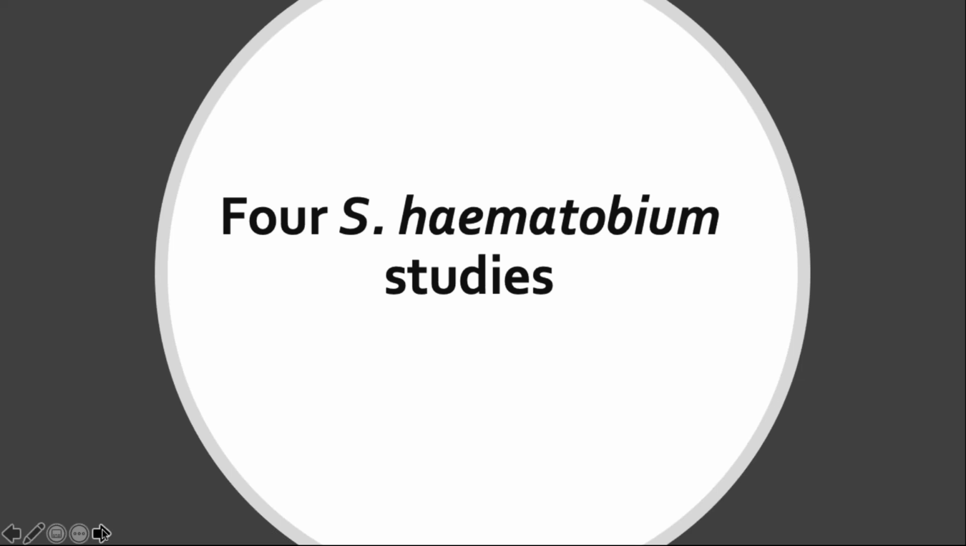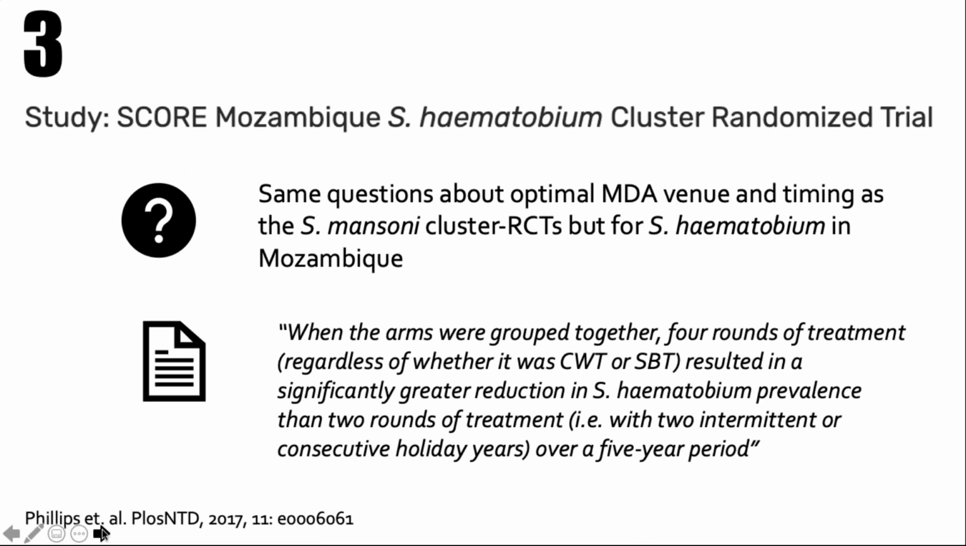Next, we come to the 4 haematobium studies, or the urinary form of schistosomiasis. We have already looked at one cluster randomized trial in some detail, and the 4 haematobium studies that I will present are all based on a very similar cluster randomized design. This one was done in Mozambique, and it asked the exact same questions about optimal MDA venue and timing.